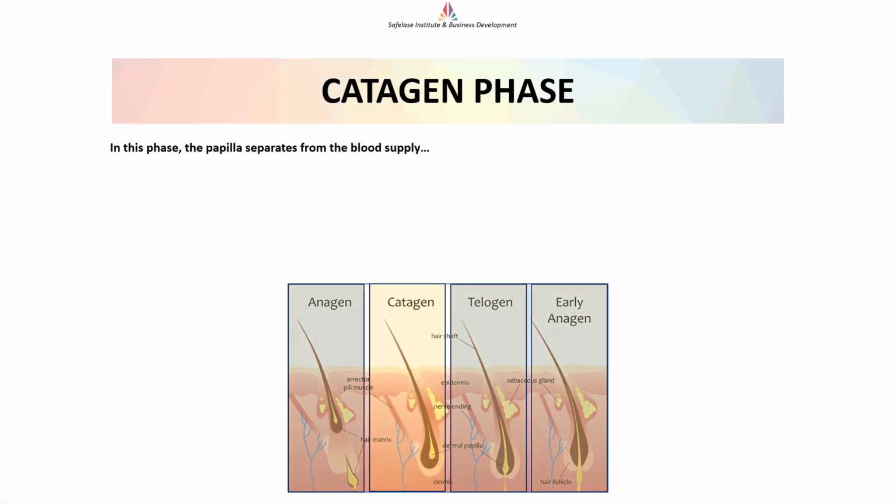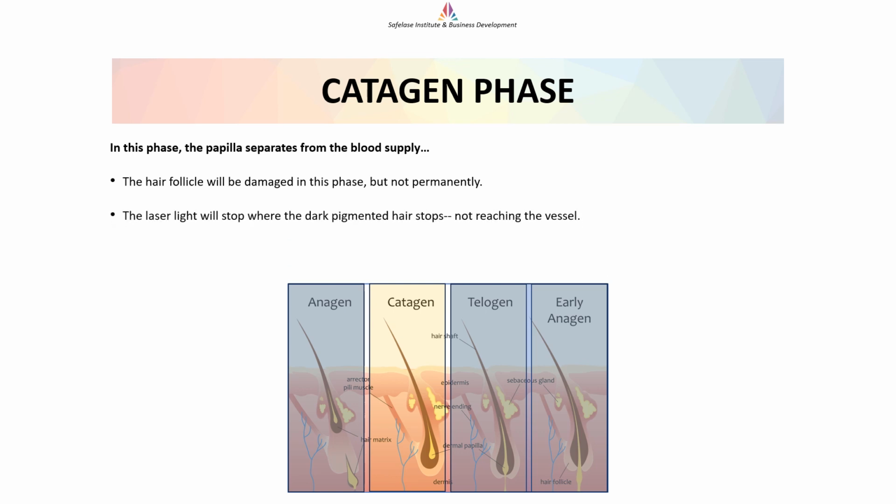In the catagen phase, the papilla separates from the blood supply. The hair follicle will be damaged in this phase, but not permanently. The laser light will stop where the dark pigmented hair stops, not reaching the vessel. Destruction of the vessel is crucial in order for the hair follicle to die and prevent growth of another hair.